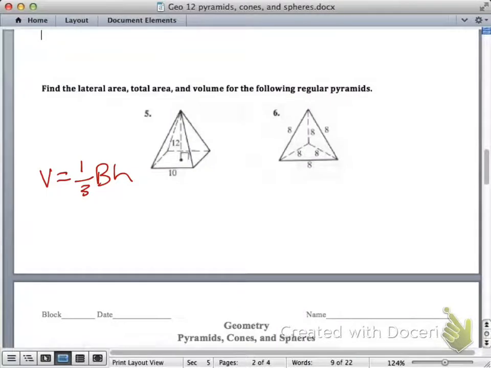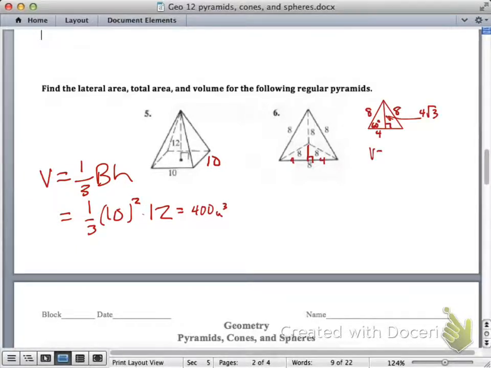All right, so here's an example. We're going to skip the lateral area and total area of this, find the volume of this pyramid. So it's 1/3 times the area of the base times the height. This is a square. We know it's a square because it's a regular pyramid. The bottom is a regular thing. So you've got to find the area of a square times the height. The height is 12. So all we're going to do here is 1/3 times 10 squared. That's the area of the base times 12. That is all there is to it. 400 units cubed.